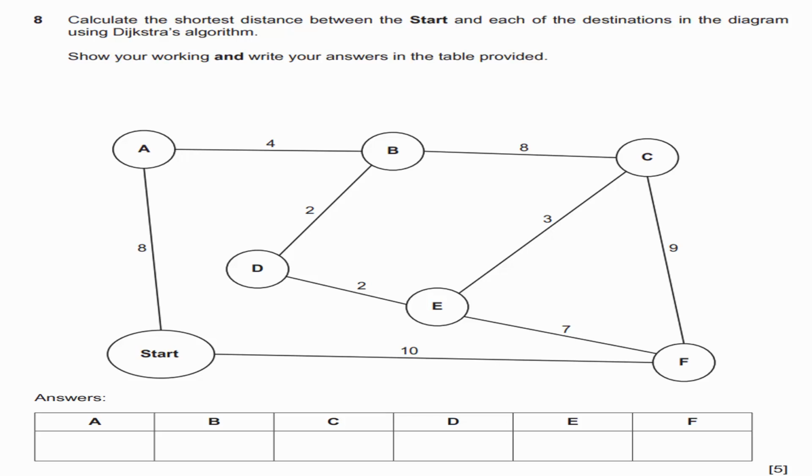I can go from start to F to E to D to B to A. Those are the ways I could get there. When it says show your work, you want to put a 0 next to start to initialize that value.